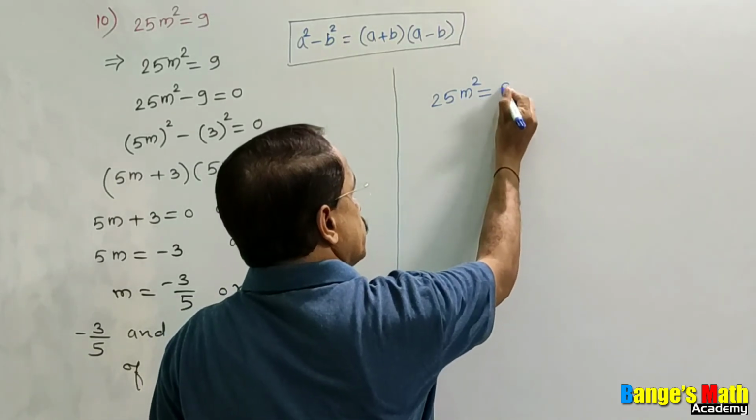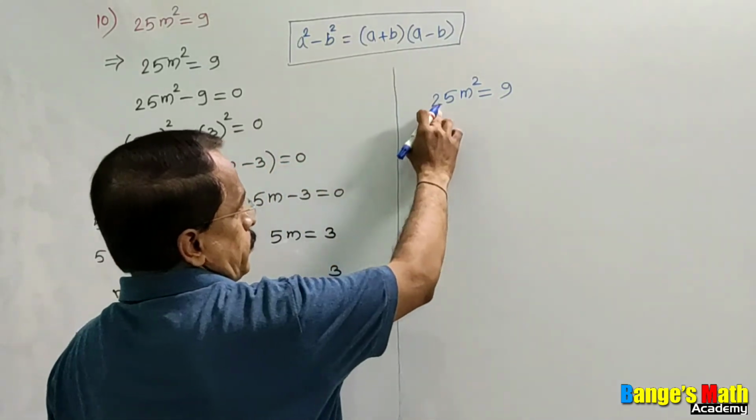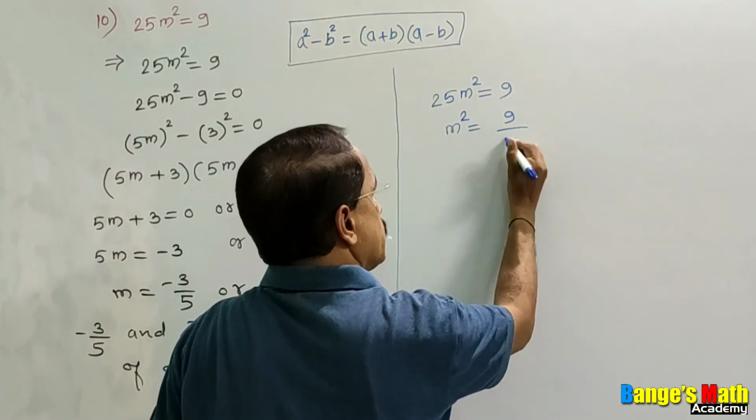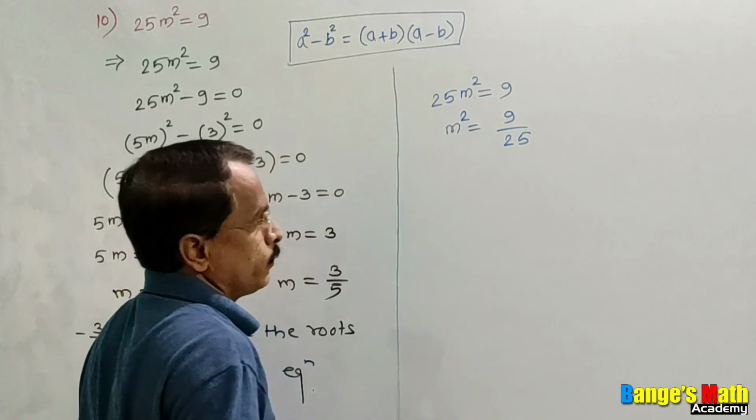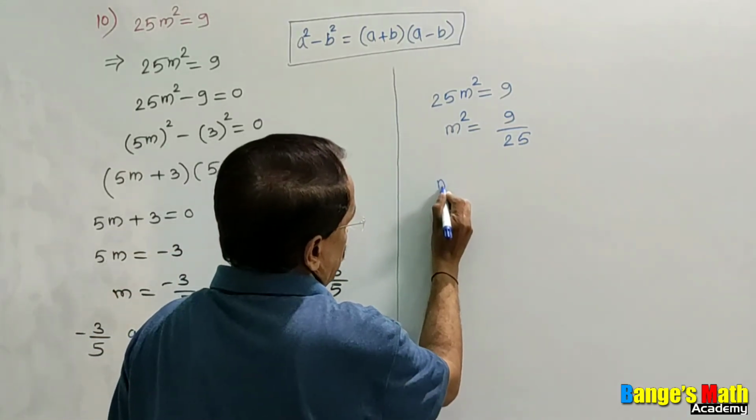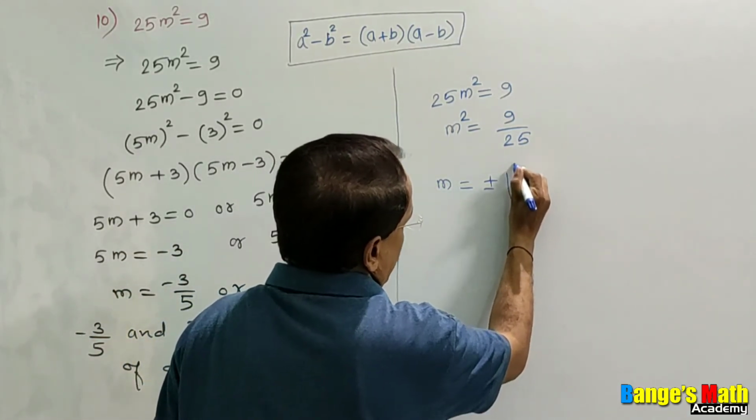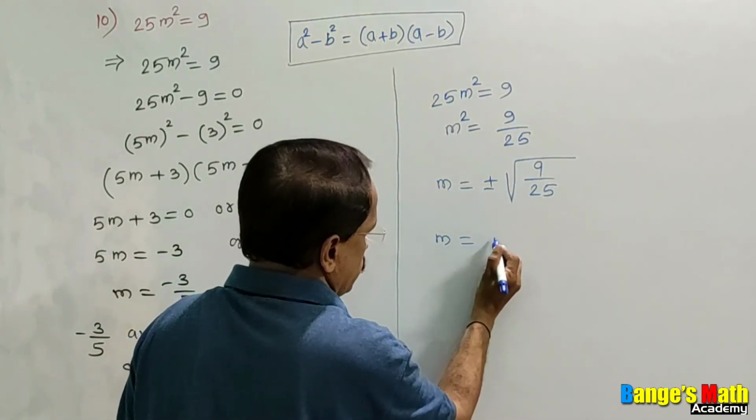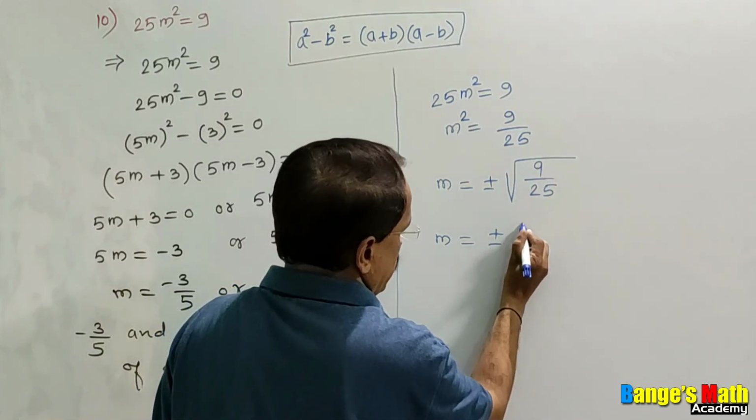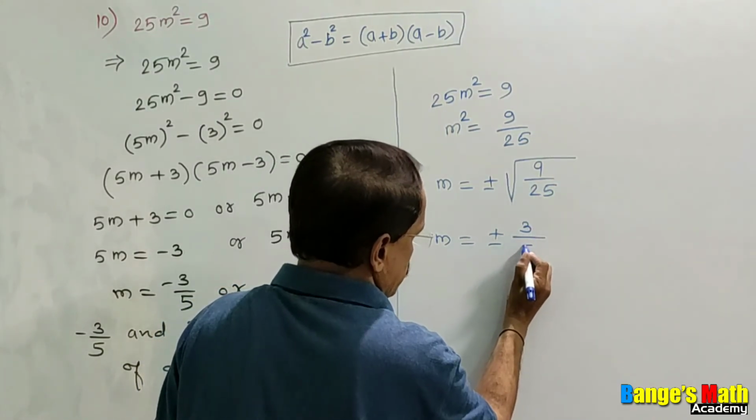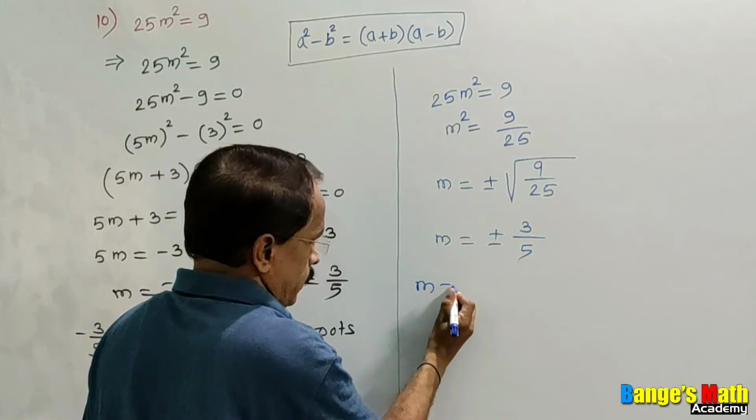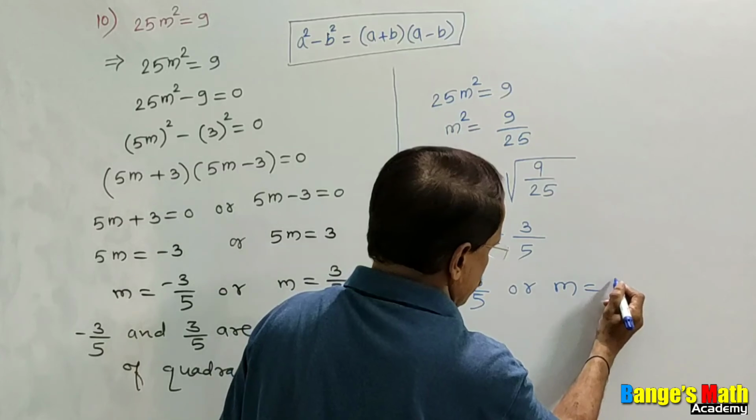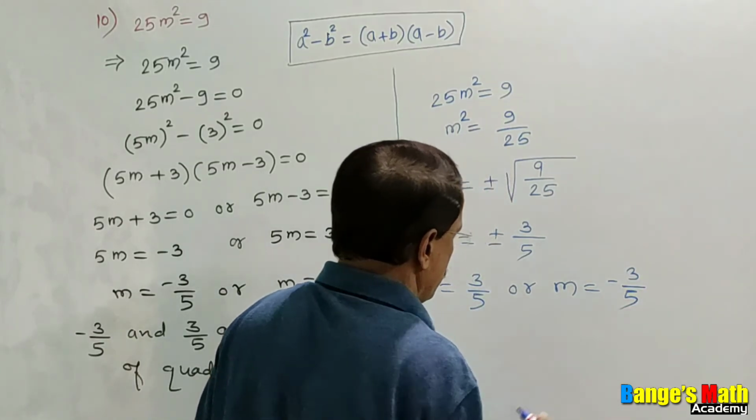Then see, this example we can solve in another way also. 25 m square is equal to 9. If we transfer 25 to the RHS, m square is equal to 9 upon 25. Then taking the square root of both sides, m is equal to plus or minus square root of 9 upon 25. Square root of 9 is 3 and square root of 25 is 5. So we get m is equal to 3 upon 5 or m is equal to minus 3 upon 5.